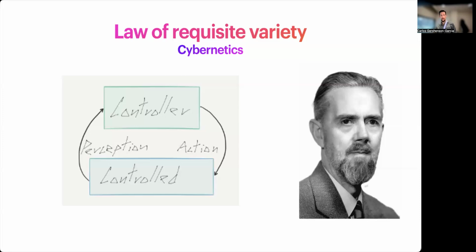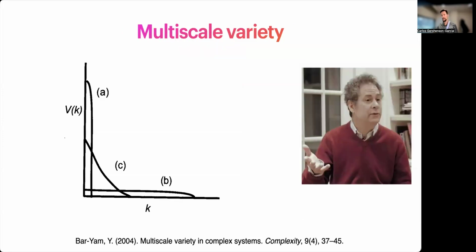And Yaneer Bar-Yam noticed that in many systems, the amount of information or variety necessary to describe a system changes with scale. So, for example, if we have, let's say, 1 cubic meter of a gas, we need lots of information to describe it at the molecular level, because every molecule has a very different momentum and orientation and so on. So we need really lots of information. So something like curve A.